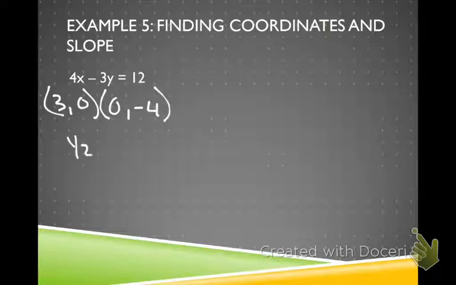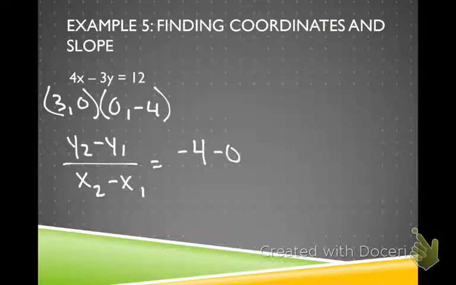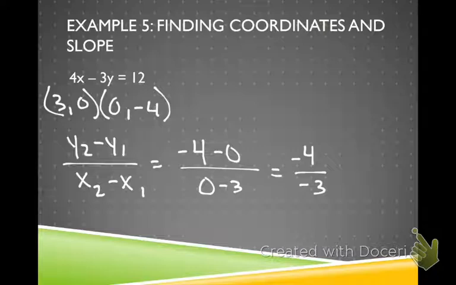Okay, y2 minus y1 over x2 minus x1. y2 is negative 4 minus 0. y1 is 0 minus 3. So this ends up being negative 4 minus 0 is negative 4 over negative 3. But this is not my final answer because I'm dividing two negatives. My slope actually is positive. I have to follow my rules for dividing negatives, and if I'm dividing two negatives, that makes it positive. So it's positive 4 over 3. Don't change it to a mixed number.